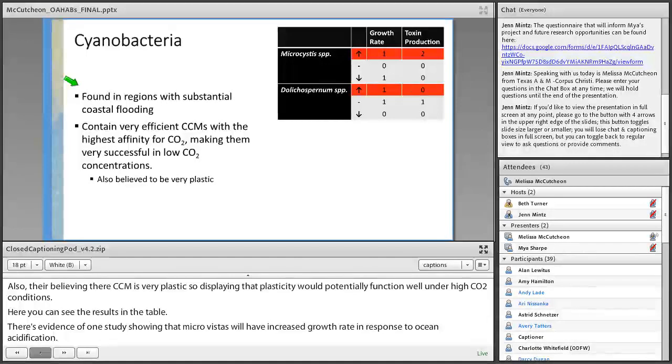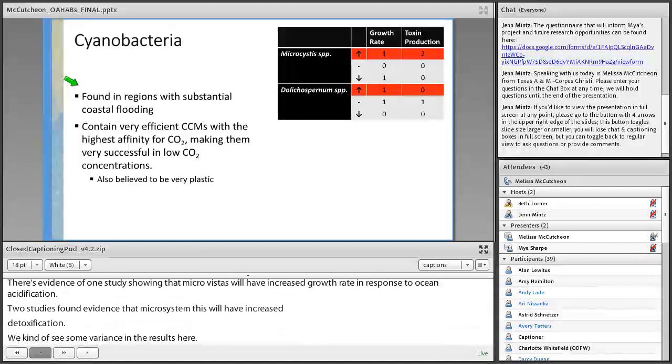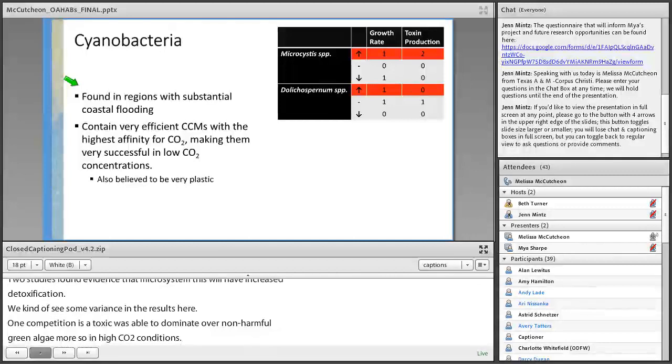So, we do see some variance in the results here. For example, in one competition experiment, a toxic Microcystis species was able to dominate over non-harmful green algae, more so in high CO2 conditions. However, another monoculture experiment with Microcystis found that non-toxic strains became dominant during high CO2 conditions. So, it's still up for debate how they may respond in ocean acidification conditions.